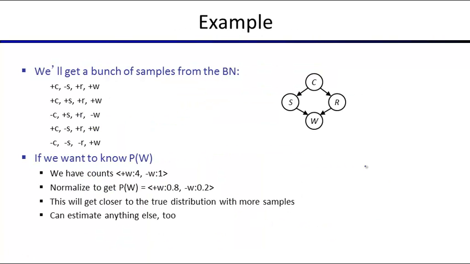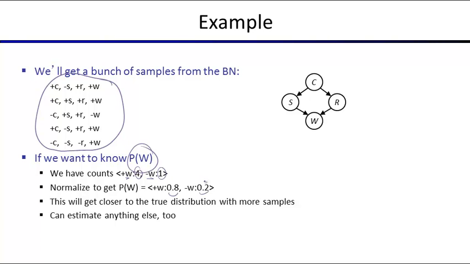Let's look at an example of this in action. So here is a bunch of samples right here that we got from the Bayes net. We have a query. We want to know the probability of W. For the probability distribution for W, you would count how many times plus W, that's 4. How many times negative W, that's 1. We normalize that, which makes it 0.8 and 0.2. Is that exact? Probably not after just 5 samples, but the more samples you get, the closer you will get.